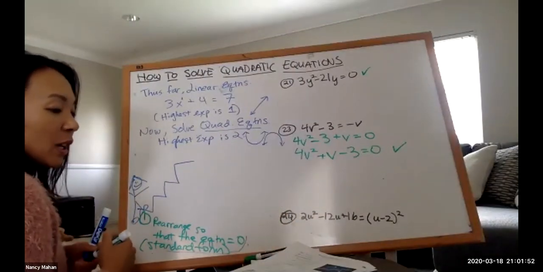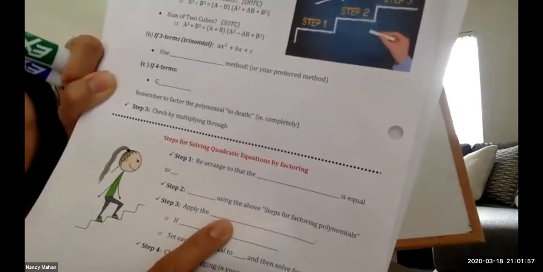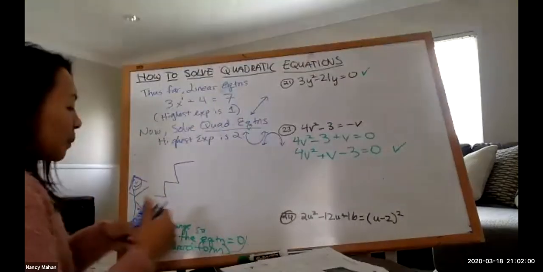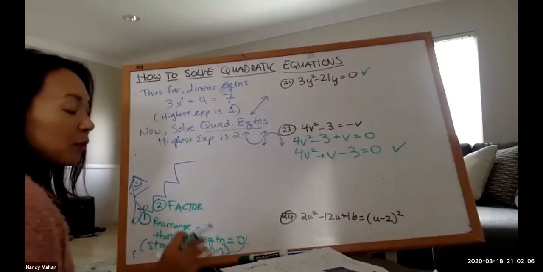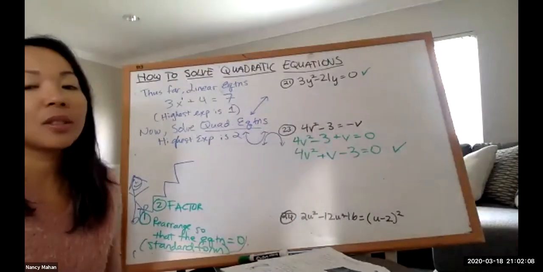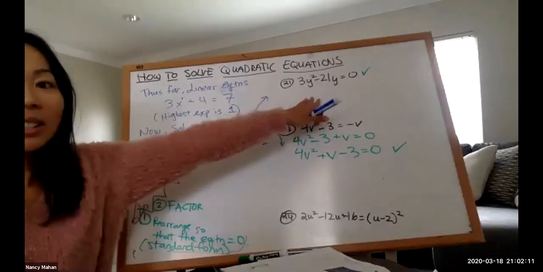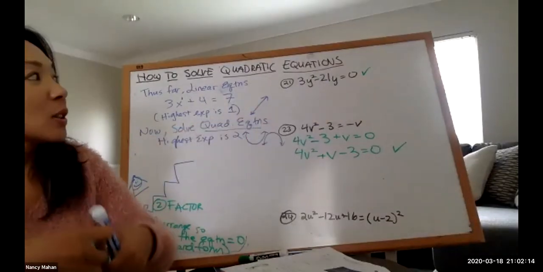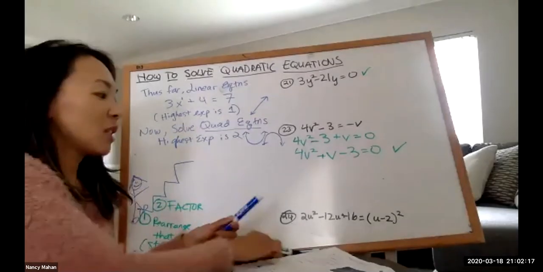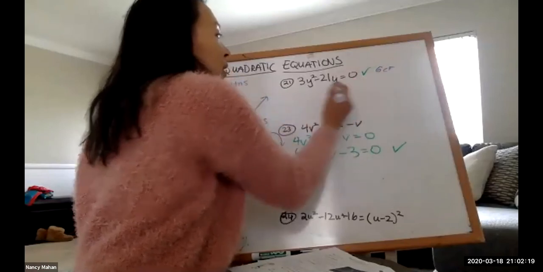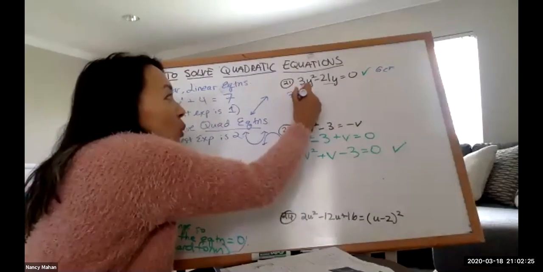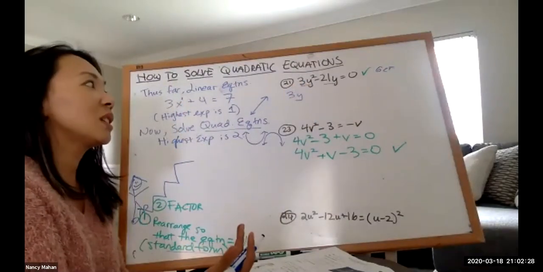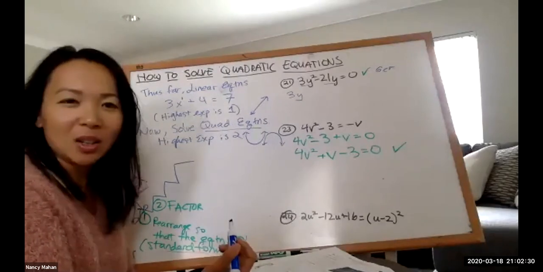Okay, step 2 is to blank using the above steps for factoring polynomials. So step 2 here is a big F word, the other one, factor. So factor this using the steps that we did above. So here, 3y squared minus 21y, to factor, well, I'm going to first find out the GCF, right? So I'm going to find out the GCF, 3y squared and negative 21y. The GCF is 3y. So I'm going to go a little bit faster than the other videos, so assuming that at this point you guys kind of know how to do this part already.